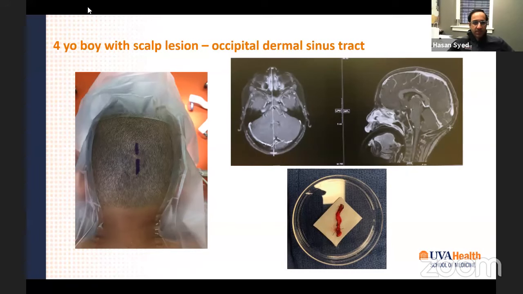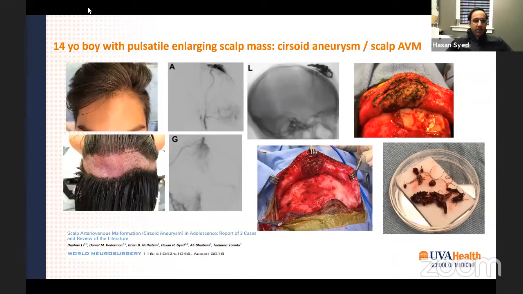By assessing the child with imaging studies, we can see if there's any intracranial extension, and we can plan for a safe surgery. This third case was a 14-year-old boy with a pulsatile enlarging scalp mass, which turned out to be a cirsoid or a scalp AVM, sort of on the rare side. But again, something that you could easily miss. Before cutting this child's hair, it's hard to tell.